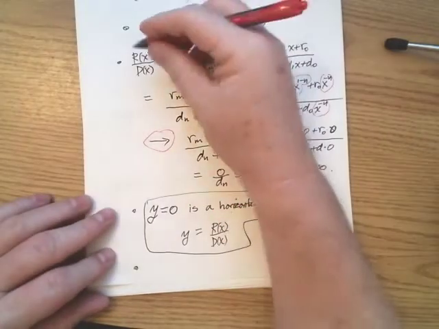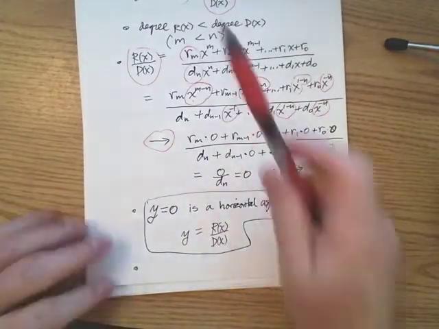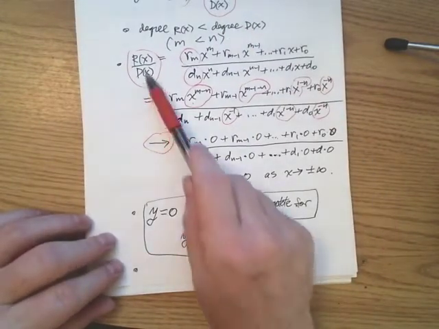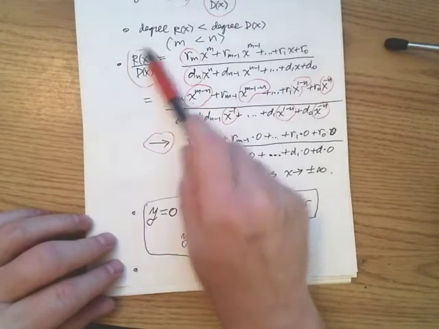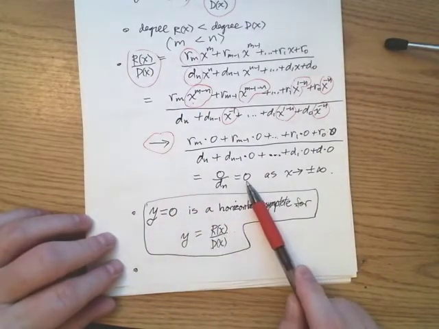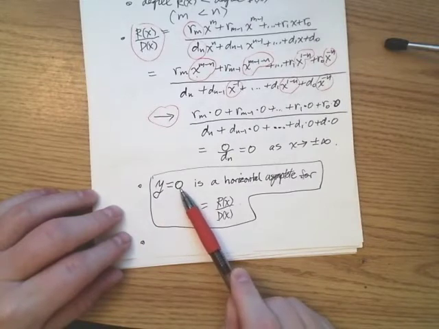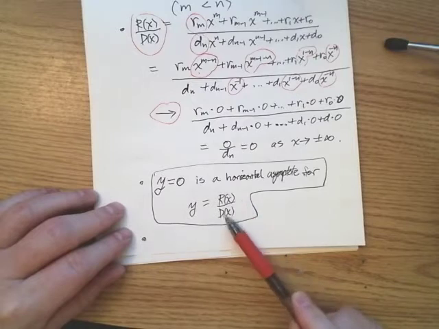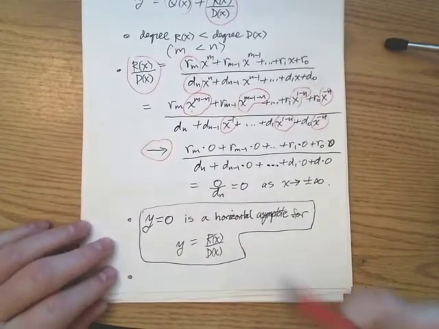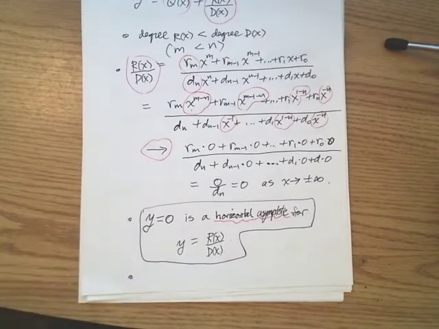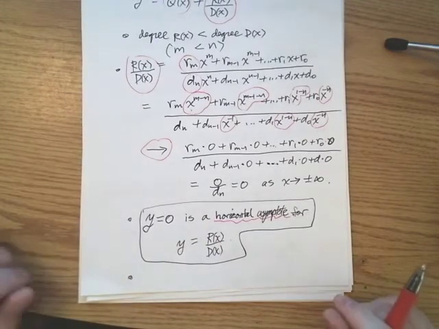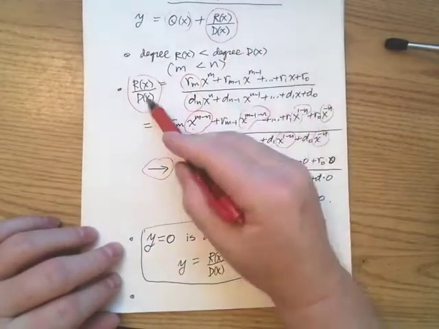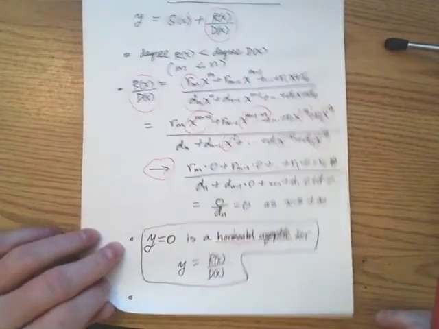So the point is that in the case where the degree of the numerator is strictly less than the degree of the denominator, as x approaches plus or minus infinity, expressions of this type approach 0. So we say y equals 0 is a horizontal asymptote for the graph of y equals r of x over d of x. So just like in the last video, in the extremes to the left and right, the graph of something like this is going to be approaching the x-axis.